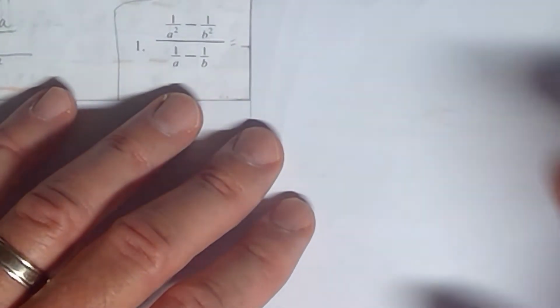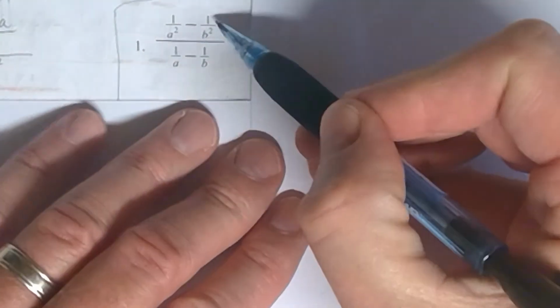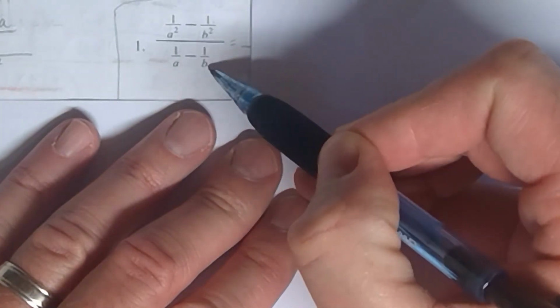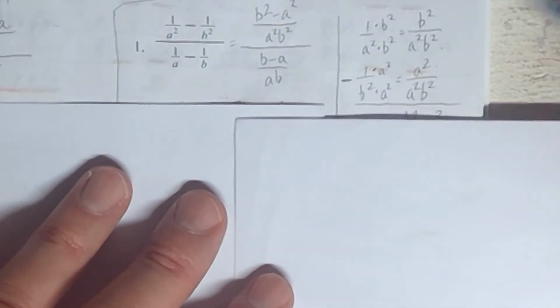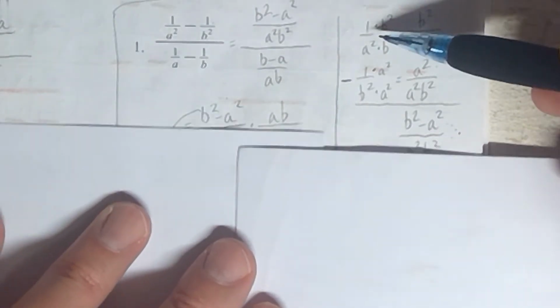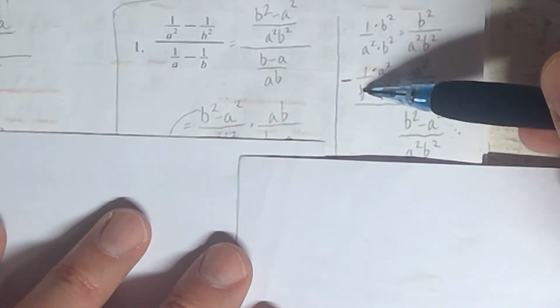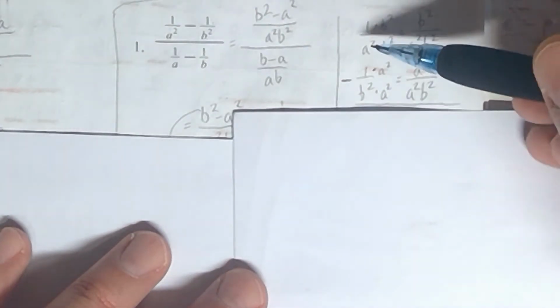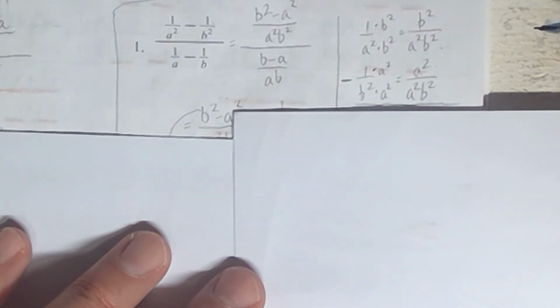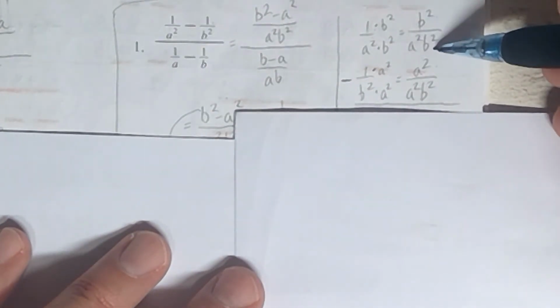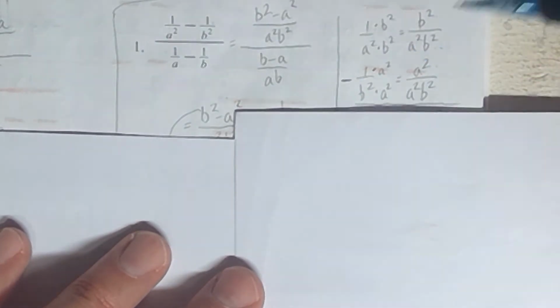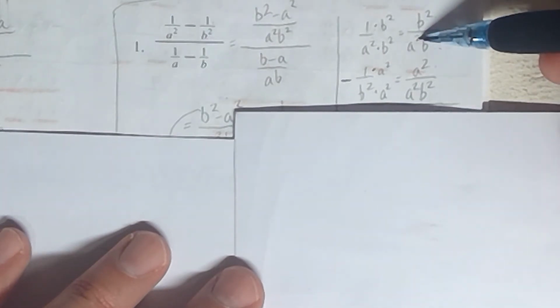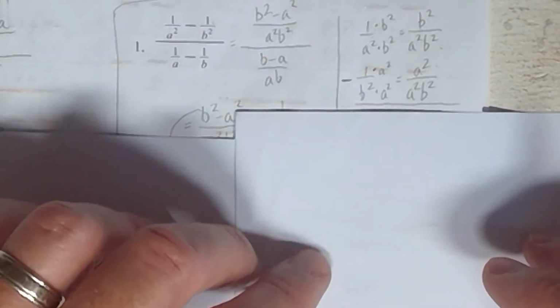Number 1. Again, we need to take the top of the fraction bar and the bottom of the fraction bar and make it into a single fraction. Let's start out with the top. 1 over a squared minus 1 over b squared. I'm going a little bit too fast there. The LCD is a squared b squared for the same reason as it was in the last problem. Okay, a squared is the largest exponent of a, b squared is the largest exponent of b.